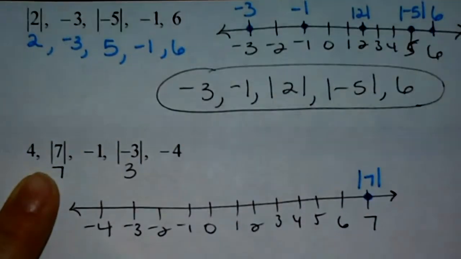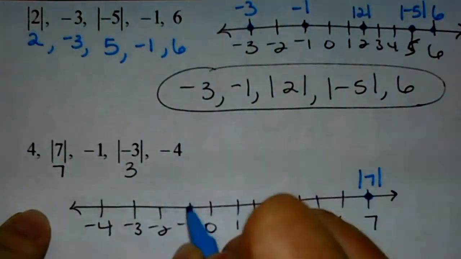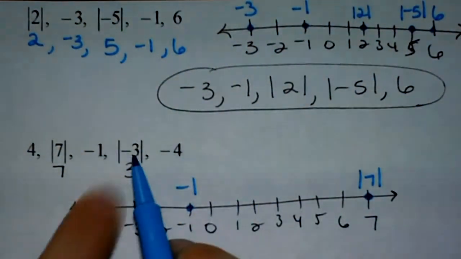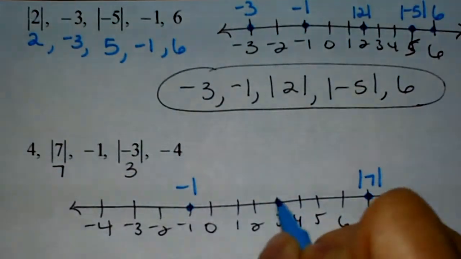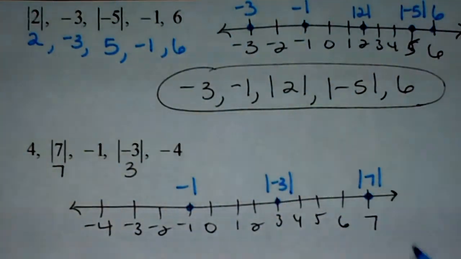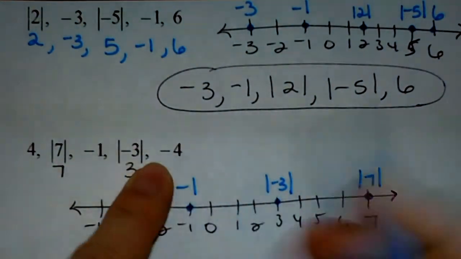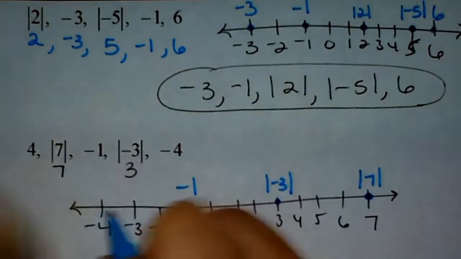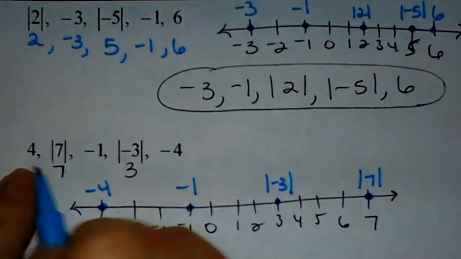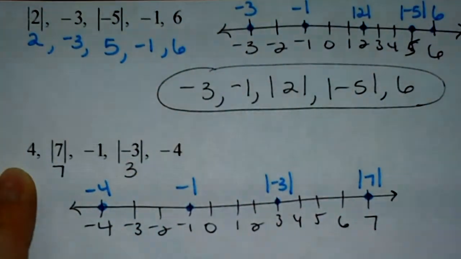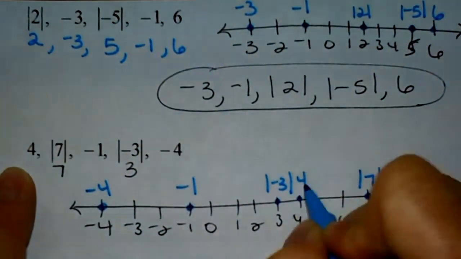Our next one, -1. Our next one is the absolute value of -3, which is 3. And our last one, the absolute value of -4. I'm sorry, not the absolute value, just a regular -4. And, oops, I forgot about this 4 at the beginning. That's okay. Let's go put the 4 in here.